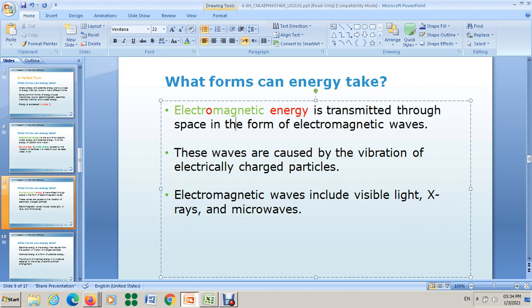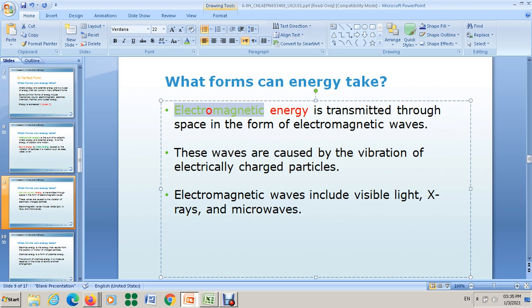For example, if you have two magnets and these two magnets start to be attracted to each other, there is a force. This is a magnetic field. So electromagnetic energy is traveling through, or due to, the vibrating of electric field and magnetic field, both. It's not only electric. Maybe in your book now they have mentioned only the movement of electrically charged particles. Also, you have to add the magnetic field. So these waves are caused by the vibration of electrically charged particles, electromagnetic waves.